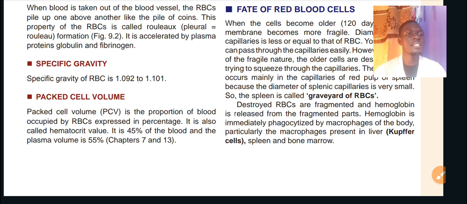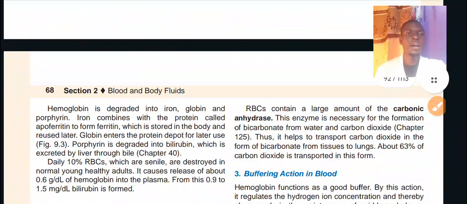Now, the hemoglobin is taken up by the macrophages and phagocytized, mainly by the macrophages, the Kupffer cells in the liver, the spleen, and the bone marrow. So now, once these macrophages break down the hemoglobin, we know the contents of hemoglobin are mainly iron, globin, and porphyrin. Now, the iron will combine with the protein apoferritin to form ferritin, which is stored in the body and later reused. Globin enters the protein pool of the body, or the protein depot of the body, for later use. And then porphyrin is degraded to bilirubin, which is excreted via the liver.